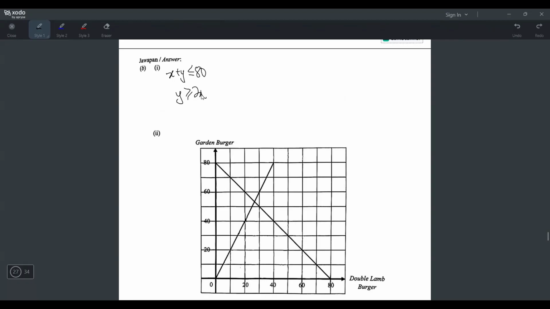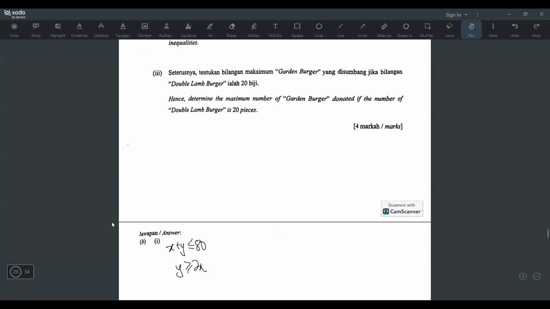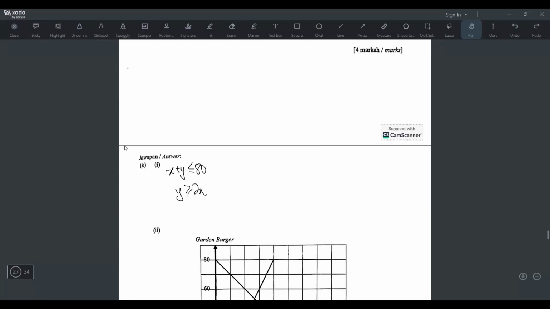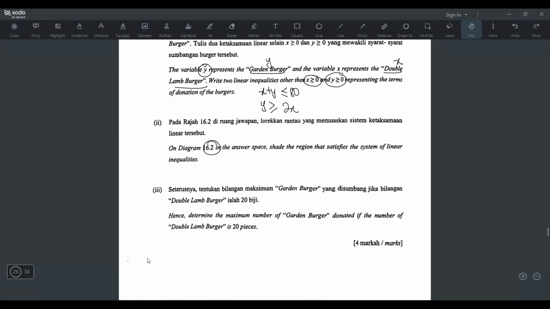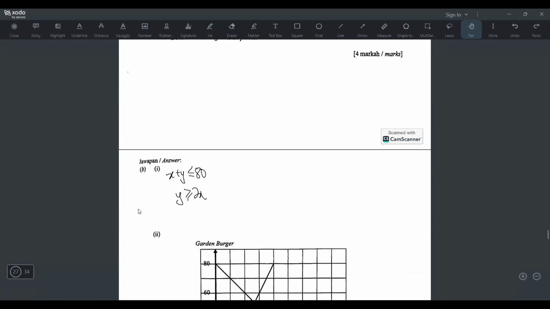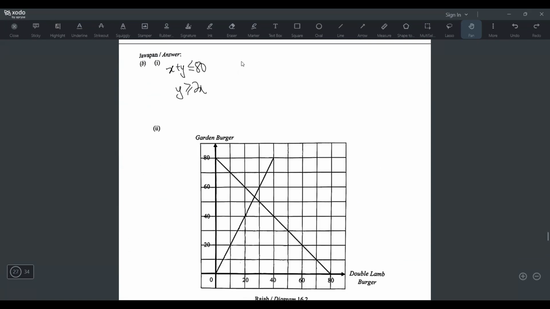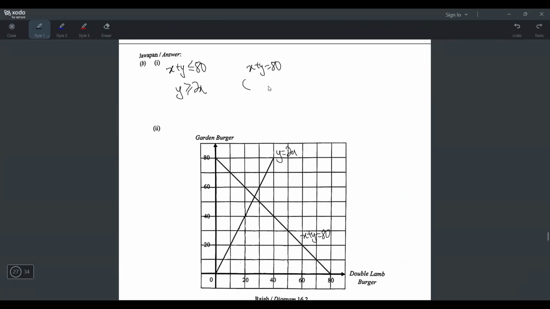Like this, right? Okay, so they already drew the two lines for me, but we need to determine which line is which equation. Or else later, because later I have to shade the region, right? So even though they drew the line for me already, I still need to determine which line is which. So I will tell you straight away, this line is x plus y equals 80, and this line is y equals 2x. How I know is because when you convert the inequality to an equation, it will be like this: x plus y equals 80.